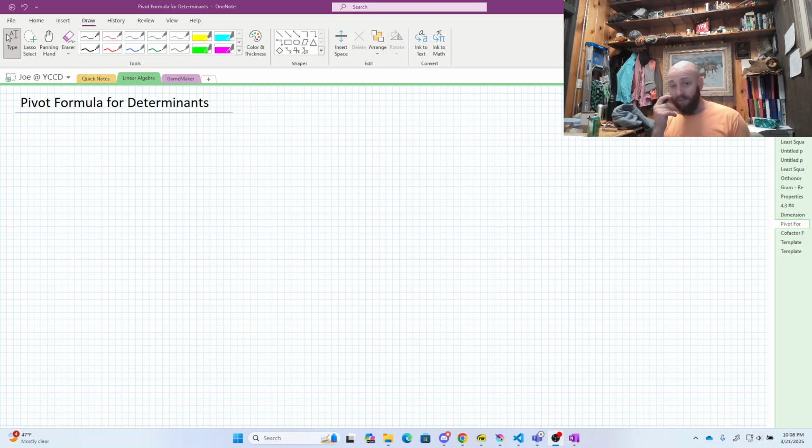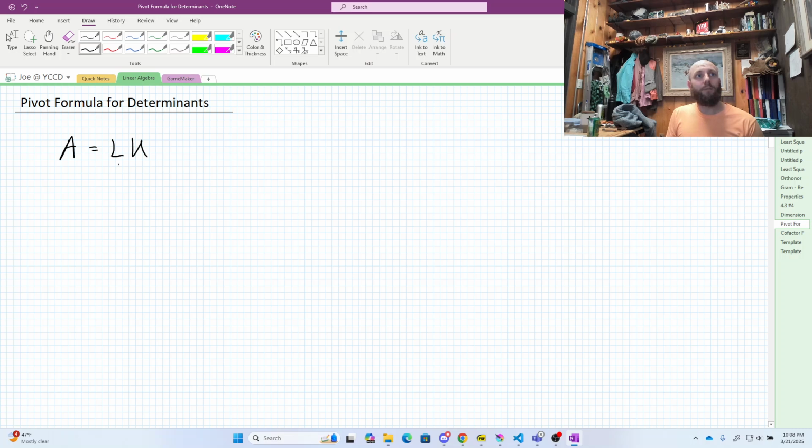All right, so I got a real simple one for you here. We're going to do the pivot formula for calculating determinants. So here you get an A that's a lower triangular matrix times an upper triangular matrix, right? If there's no row swaps required, this is just real straightforward.